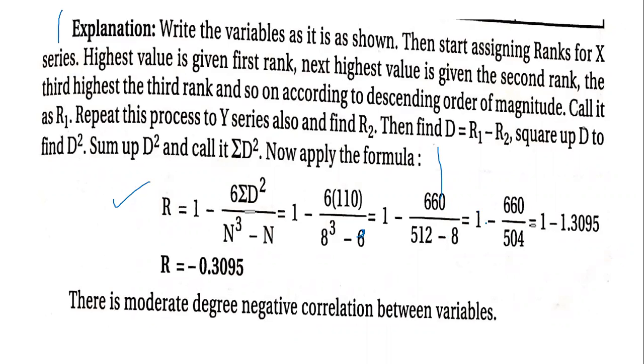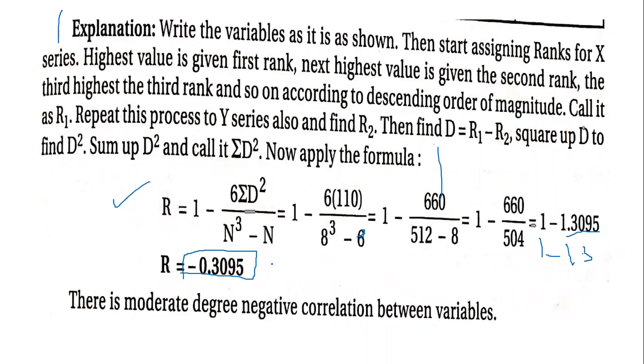So 1 minus 660 divided by 504. So 660 divided by 504 will give you the value of 1.3095. Now when you subtract this, the value of R is going to be minus. Why is it minus? 1 minus 1.3. 1.3 is more, right? So that is why you get the minus value. So this is how we calculate the value of Spearman's rank correlation coefficient.